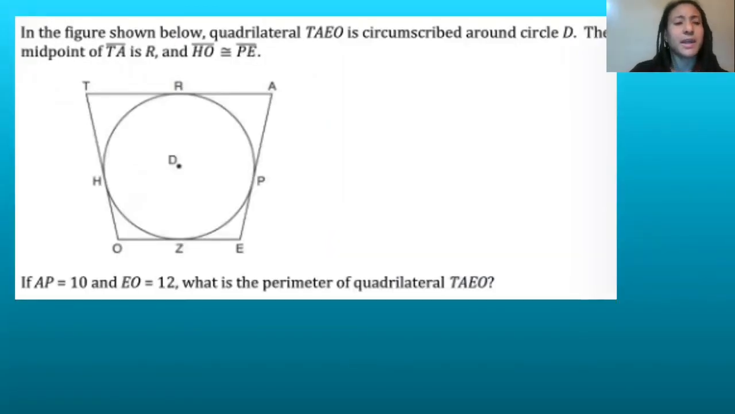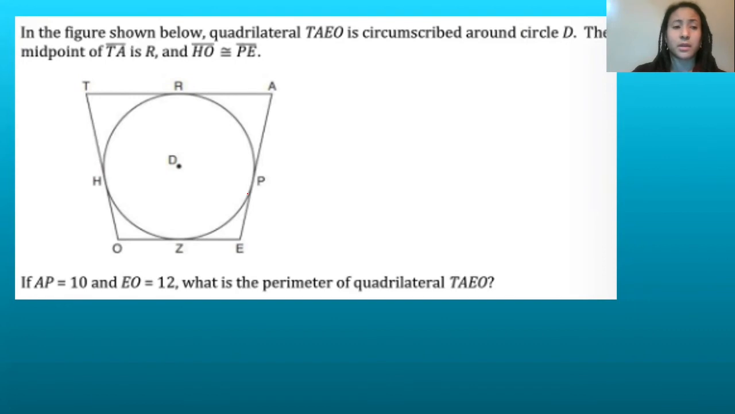This one says, in the figure shown below, we have quadrilateral TAEO circumscribed around circle D. The midpoint of TA is R and HO is congruent to PE. If AP is 10 and EO is 12, what is the perimeter of the quadrilateral TAEO?